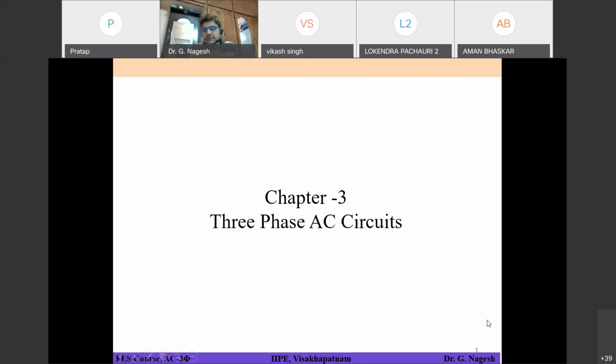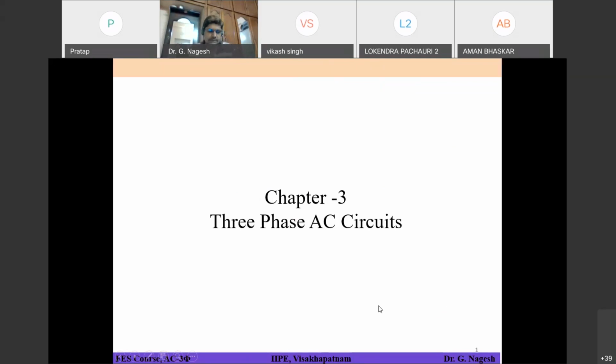So we have gone through single phase AC circuits, and we have seen different theorems on how to analyze a single phase AC circuit, and also seen what the different power terminologies are and how to calculate average power, whatever it may be, apparent power. All these powers also we have seen. Now we will move towards three-phase circuits.